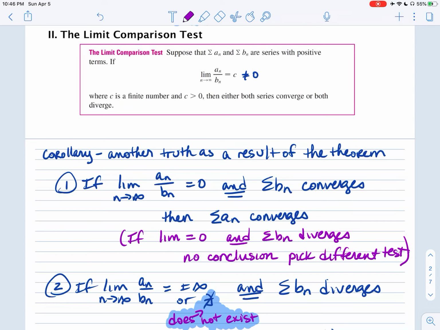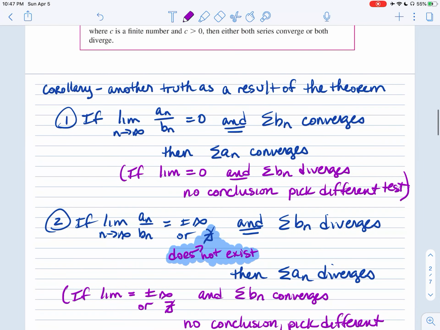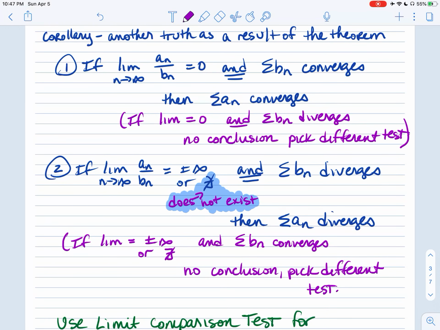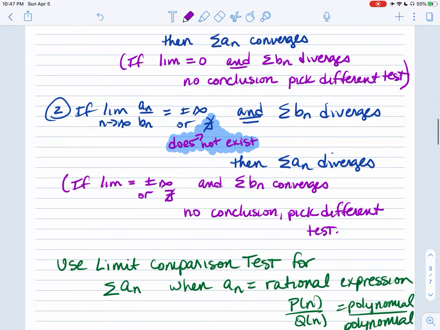The second part of the corollary, and just think of this as, what if the limit of the quotient is infinite or does not exist? Then think of that as divergent and go, okay, if I end up with an infinite limit, but I'm actually comparing to a divergent series, then my series is also going to diverge. So it's still that a_n and b_n either both converge or both diverge. And also note in purple here, if that limit of the quotient does not exist and b sub n converges, then you have that opposite scenario and you can't make a conclusion and you have to pick a different test.